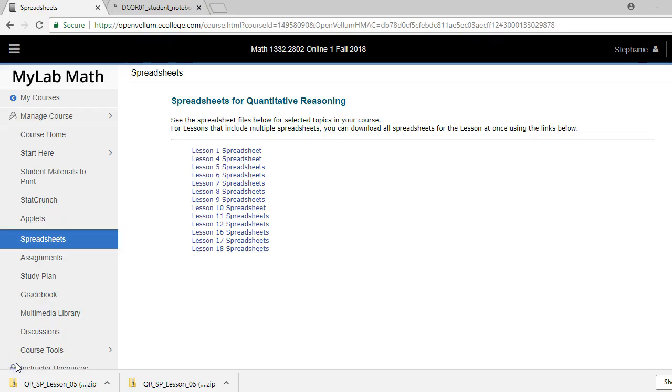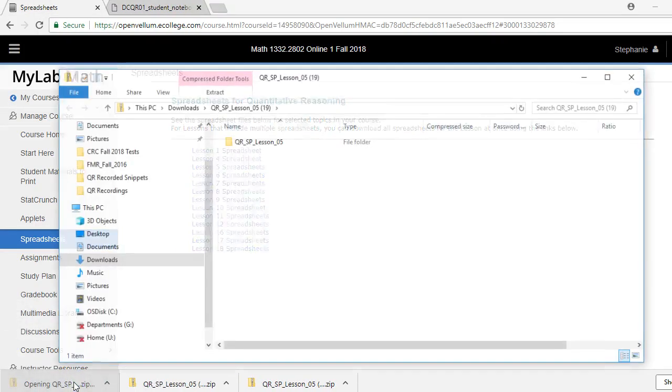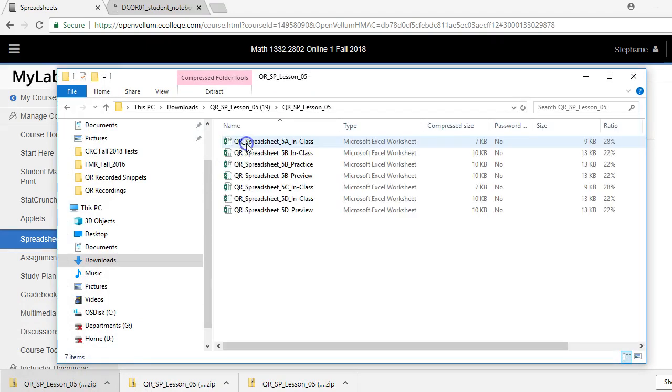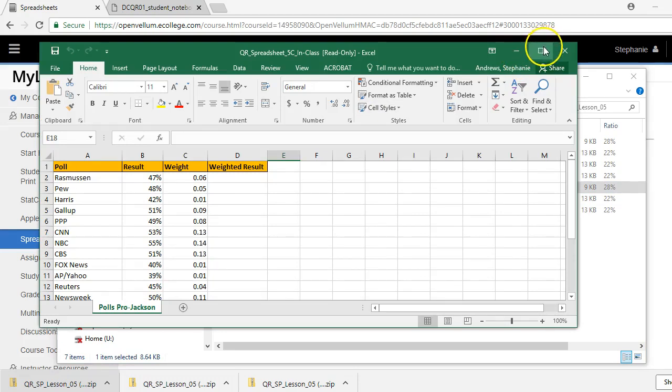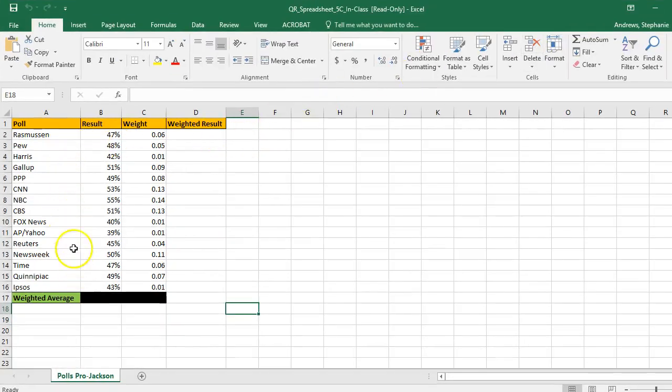Looking at question 6, it starts asking again about spreadsheets. So I'm going to go back to my MyMathLab and click on 5. I've already got 3 of the zip files open. I'm going to double click on the file itself, and then we're in 5C in class. So I'm going to use that spreadsheet. I have information about different polls, their results, and the weight that has been assigned to them by some statistical formula, which we are not privy to. We're just going to apply the weight that we are given.